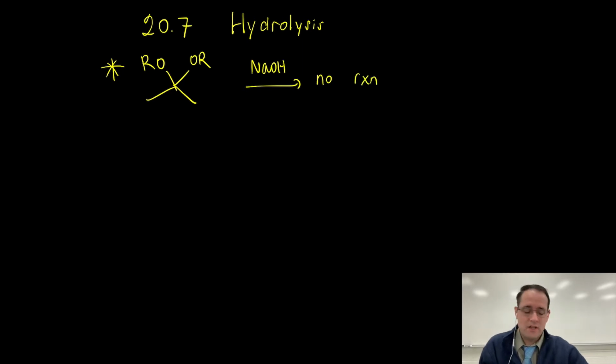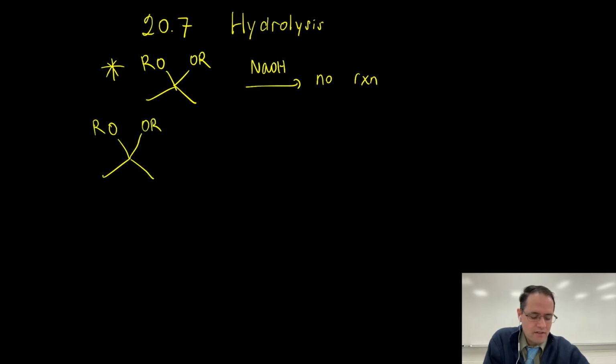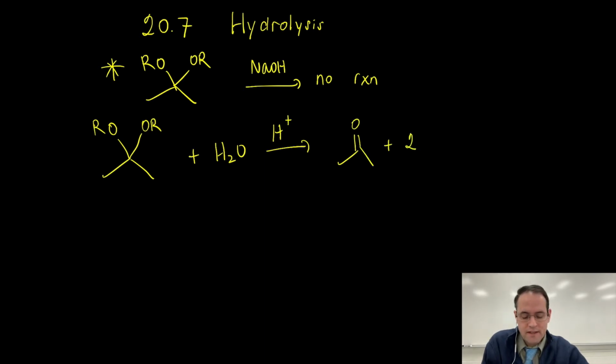But if we do a reaction with HCl or H+, we can transform acetals to their corresponding ketones or aldehydes. This is a useful strategy for deprotection reactions of acetals. H+ is the catalyst. We use a stoichiometric equivalent of H2O, and in this case we would form this ketone and two equivalents of the alcohol.